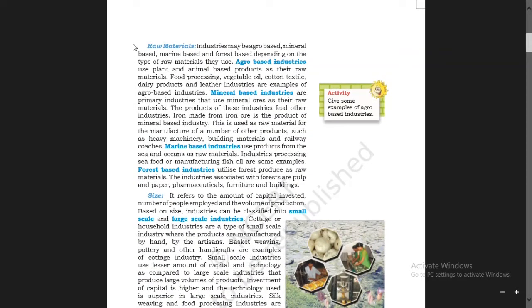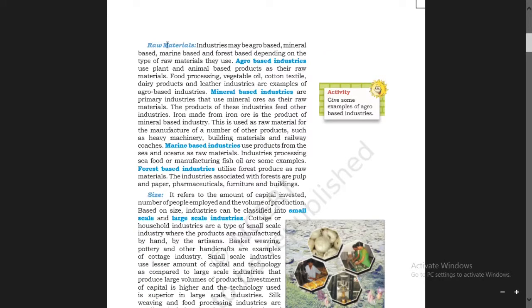Now let us see raw materials. It is one of the classifications of industries. Based on raw material, these industries are classified here. Industries may be agro-based, mineral-based, marine-based, and forest-based depending on the type of raw materials they use. So here in raw material, we find industries based on agriculture, or mineral, or marine, or forest. It depends on the type of raw materials they use.